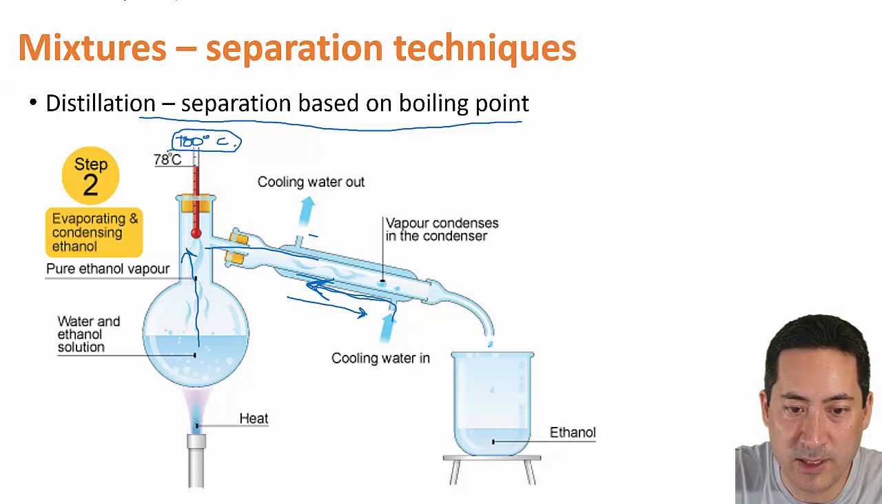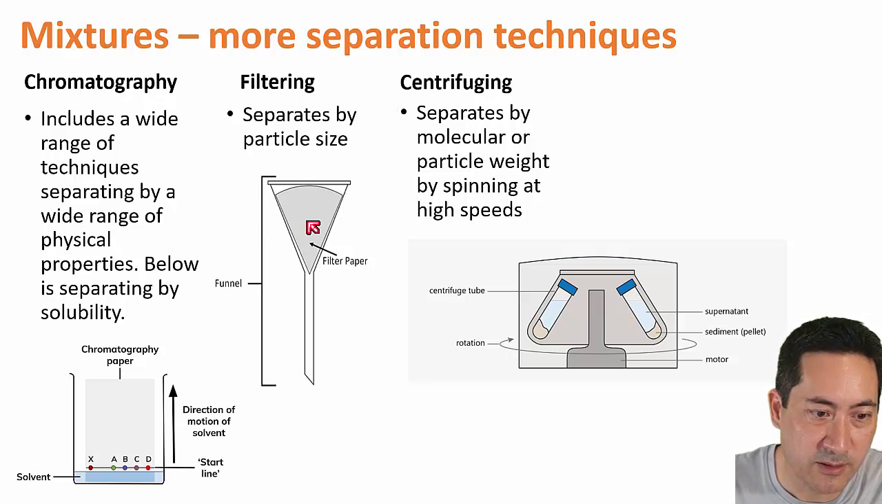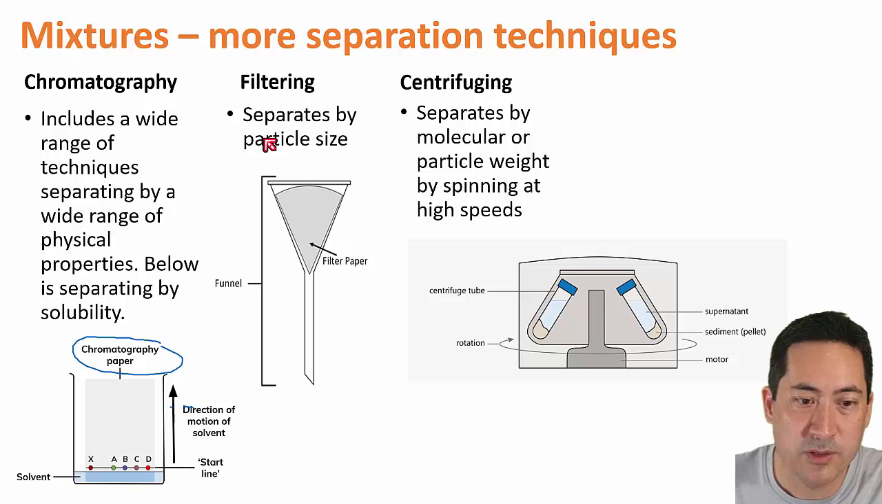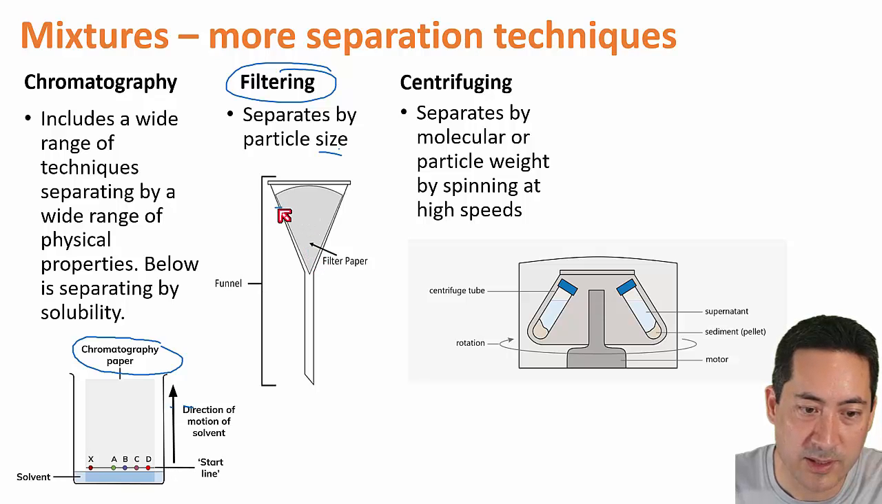Some other common ways to separate materials. Chromatography has its own video. That one is separated by solubility in this example here, but chromatography is fantastic because there are a whole different types of physical and chemical properties you can use to separate substances out, and a whole heap of techniques that have different setups. Just because you'll also be using this one quite a lot, filtering, separating by particle size. The filter paper will have various pore sizes that you can look up.